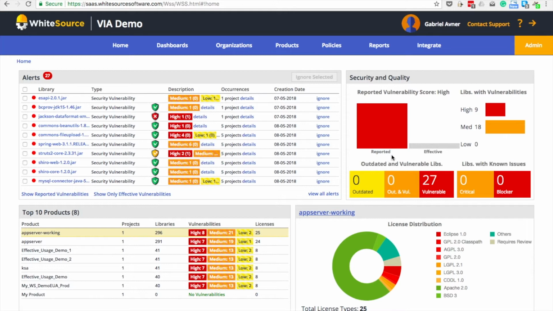Here, we see that while there are quite a few vulnerabilities that were found in our product, only a small number of the vulnerable functionalities are actually effective and can have an impact on our product. The new technology detects whether your proprietary code is making calls to the vulnerable functionality in your code, meaning it has a direct impact on your product and is therefore deemed effective.